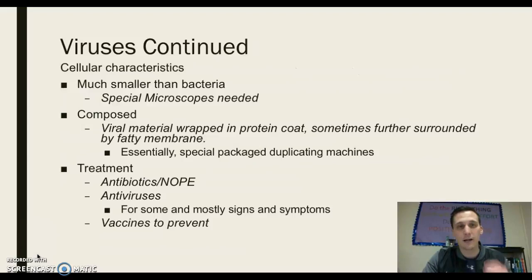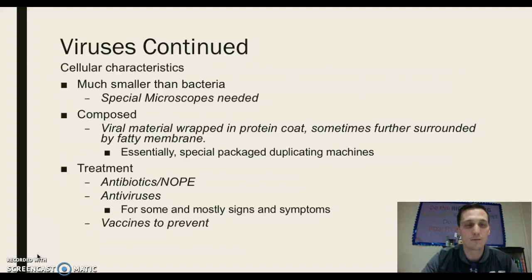Kind of the cellular characteristics of these viruses, they're much smaller than bacteria. So bacteria, again, you can't see with the naked eye. You must have a microscope to see it. Viruses are so much smaller, you need a special type of microscope to be able to see it. They're wrapped in a protein coat, sometimes further surrounded by fatty membrane, but basically it comes down to viruses are specially packaged duplicating machines. That's what they do. They just want to try to leech on, grow in your cells, and duplicate themselves. There's not much else to a virus.